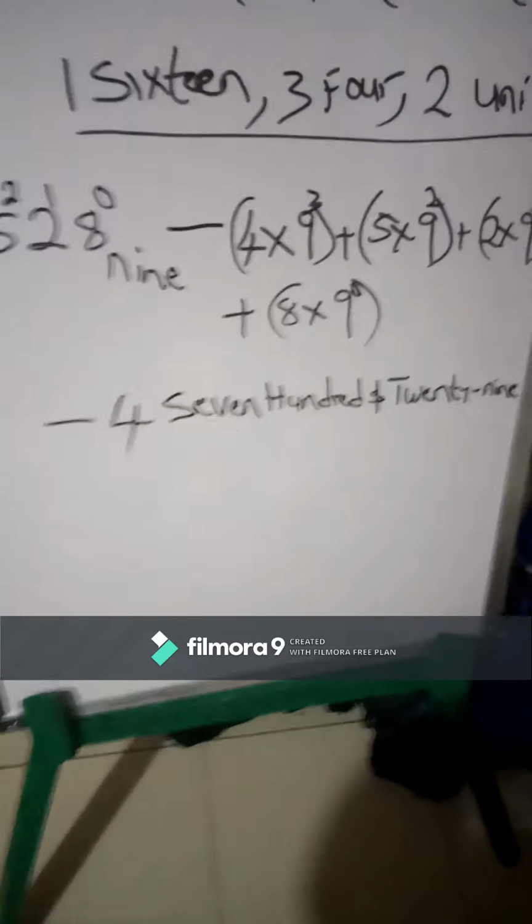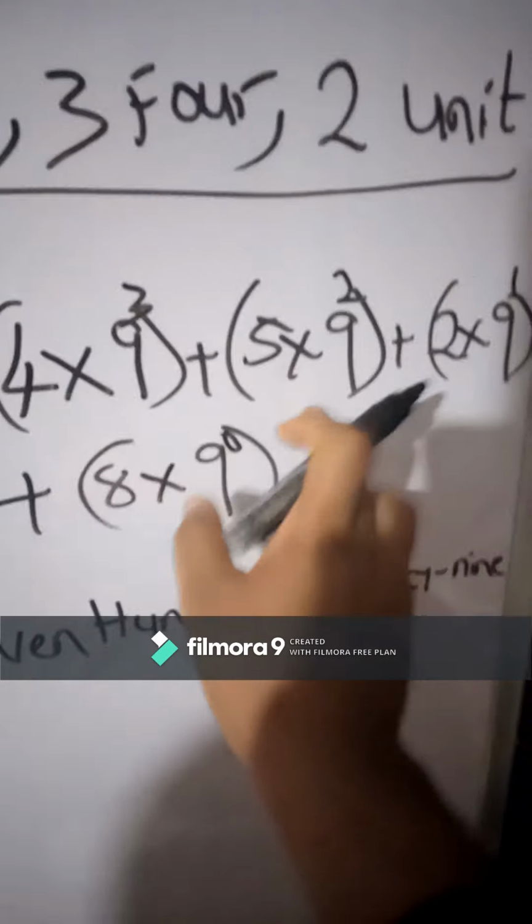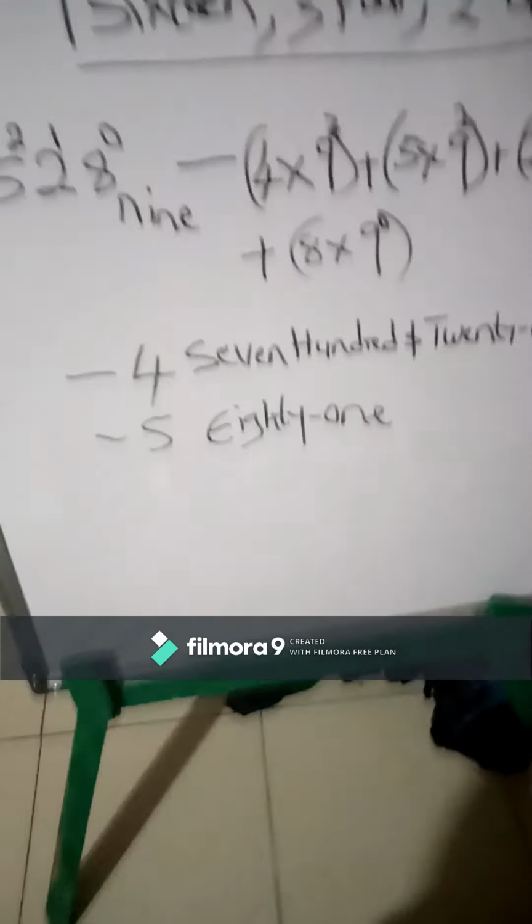The next one is the place value of 5. This is it. 5. 9 squared, that's 9 times 9 is what? 81. That's the place value of 5.